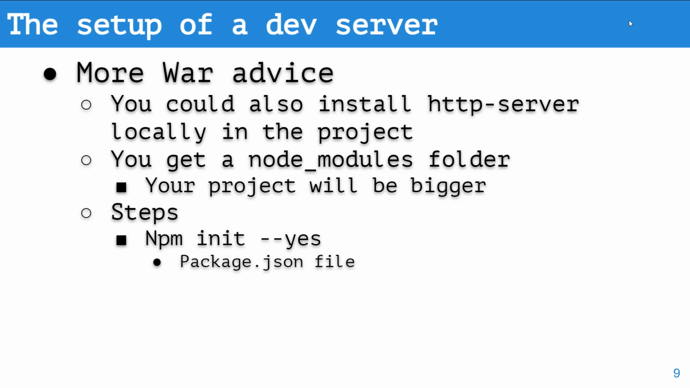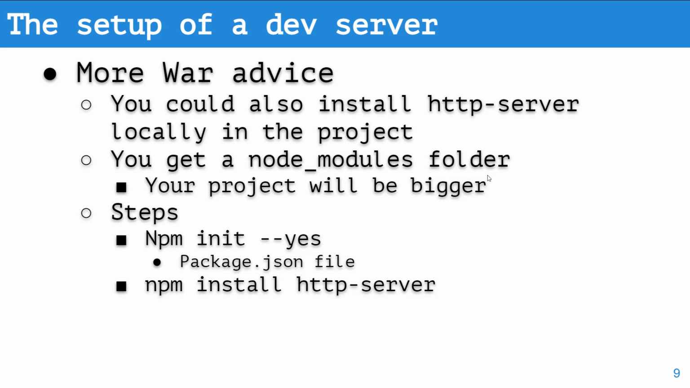And then you would go npm install http-server. This is where the node_modules directory will probably show up for the first time. And you'll see lots, like I said, of subfolders and files in there. And these are all the files that are required to run this web development server.